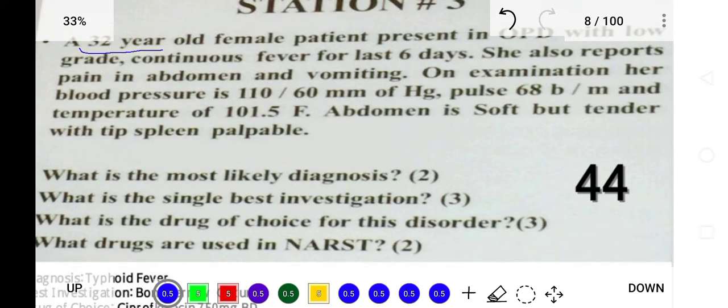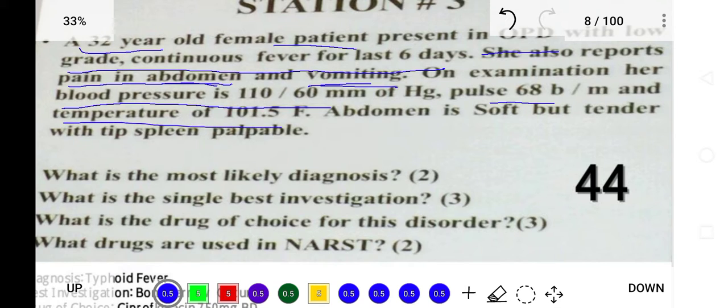A 32-year-old female patient presented in OPD with low-grade continuous fever for the last 6 days. She has pain in abdomen and vomiting. On examination, her blood pressure is 110 by 60, pulse is 68, and temperature is 101.5 Fahrenheit.